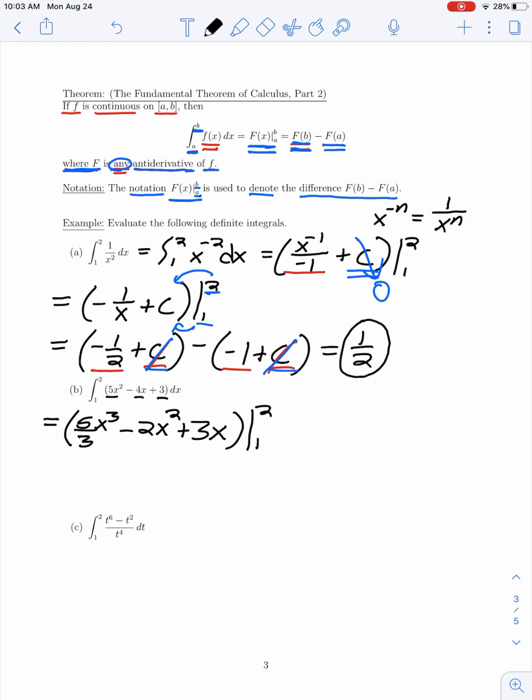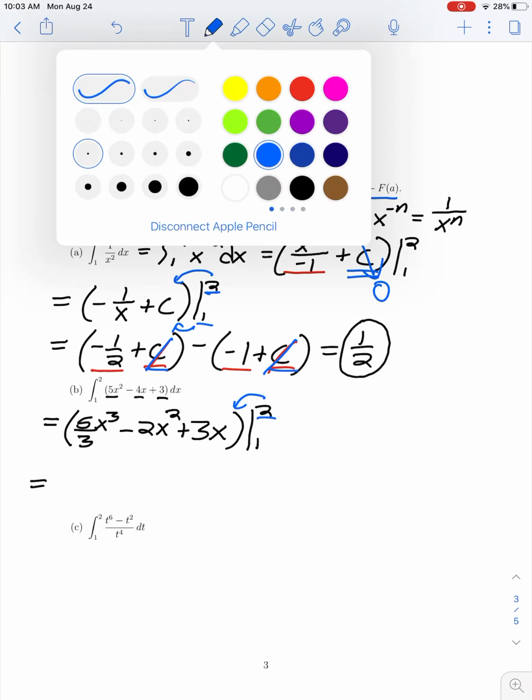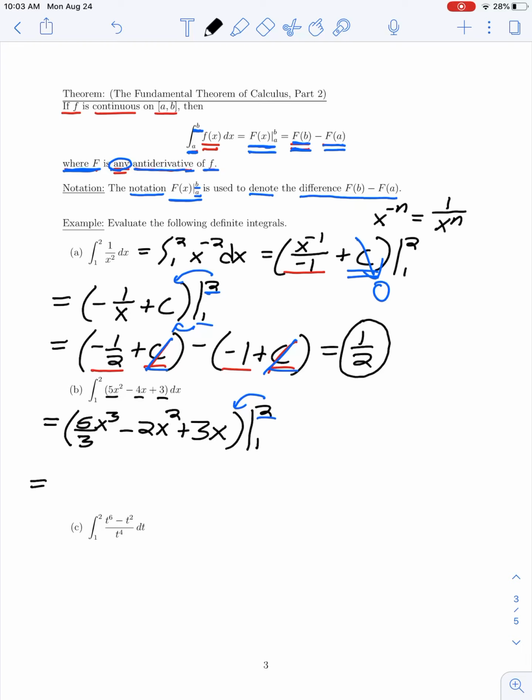So let's see what we get here. Substituting 2, our upper limit of integration, into this antiderivative, we have for our first term 2 cubed, which would be 8, times 5/3, which gives me 40/3, minus we have 2 times 2 squared would be 8, and then plus 3 times 2 is 6.